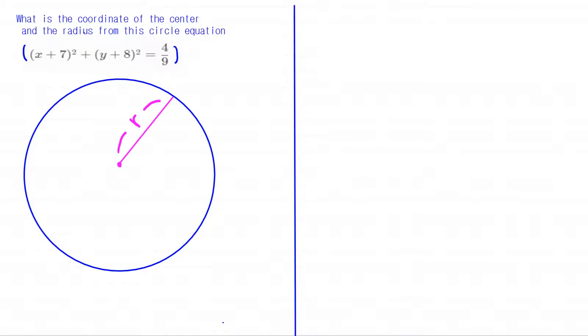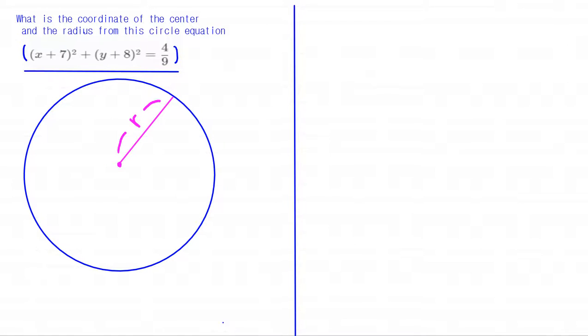So in this video, I'm going to talk about finding the radius and the coordinate of the center of the circle using the circle equation right over here. And the question asks us, what is the coordinate of the center and the radius from the circle equation? Before we solve this question step by step, I'm going to talk about the circle equation a little bit using the circle right over here.